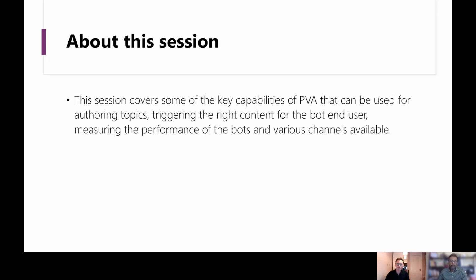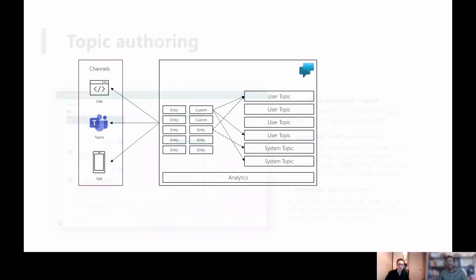With that, I have a lot of content to cover, so let's get started with the top level overview of the PVA stack. The key components I wanted to cover in this slide: when you go into PVA, you are building topics, and topics are basically the intents with which the bot is able to recognize what the user wants to know and then redirect them to the right answer node or the content, as you may say.